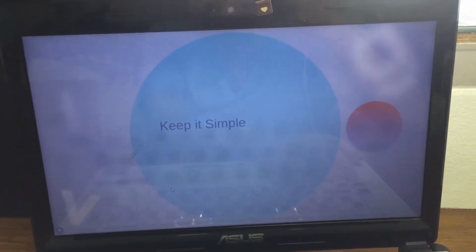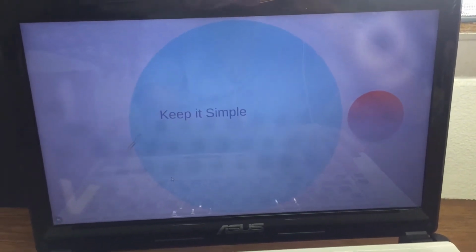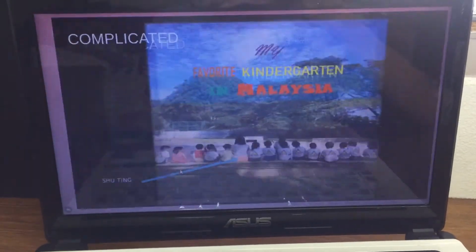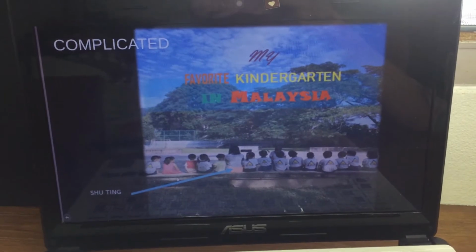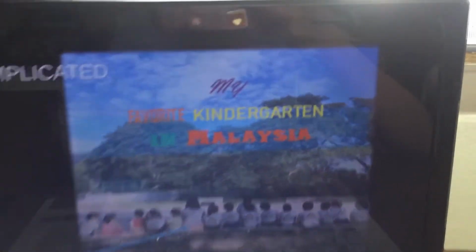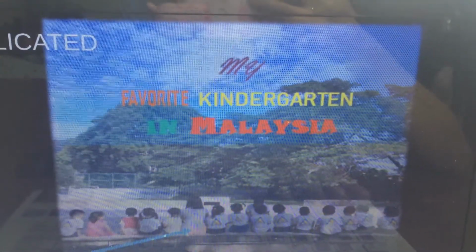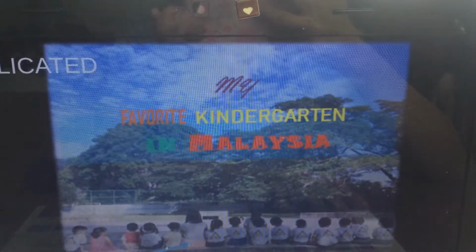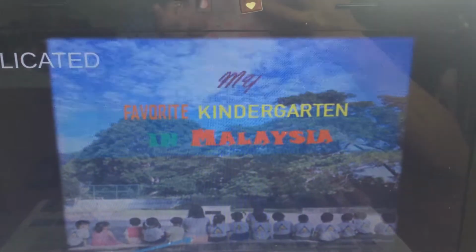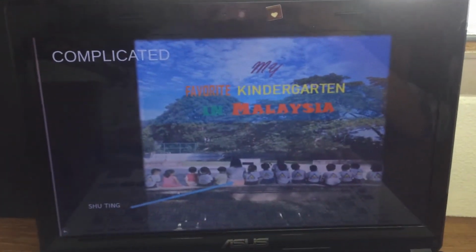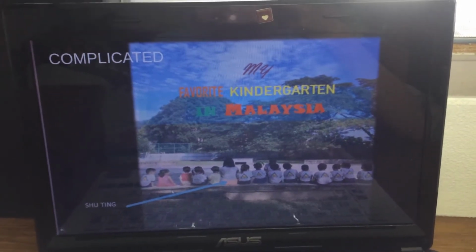Next, keep it simple. So the first key is make it big. The second key is keep it simple. How? So we can see this is so complicated. You see the words "my favorite kindergarten in Malaysia". We can see there is different font, different color, and different size. So complicated, right? It's very hard for the audience to see.